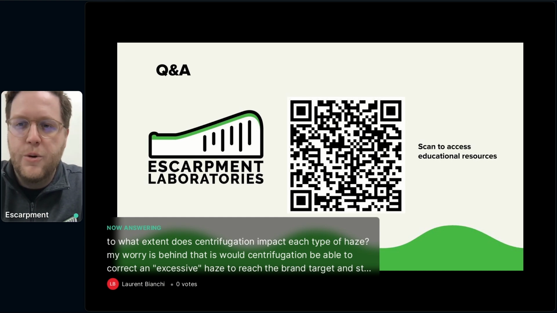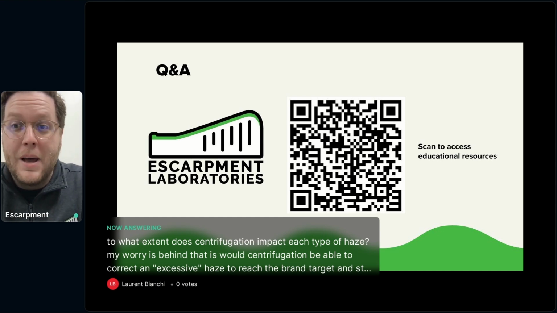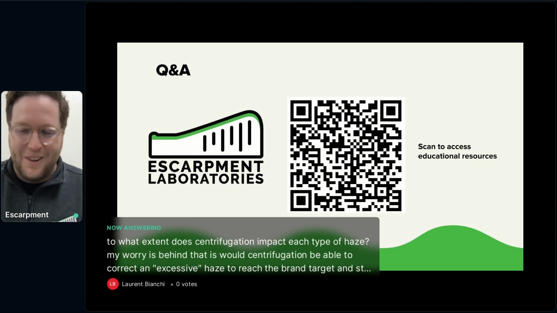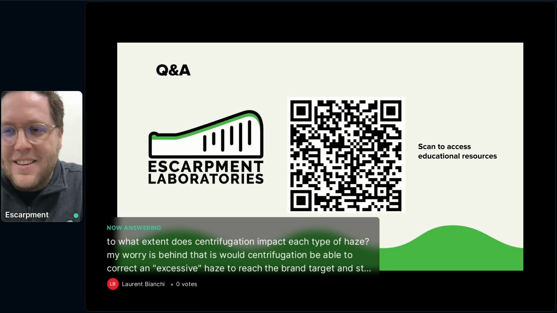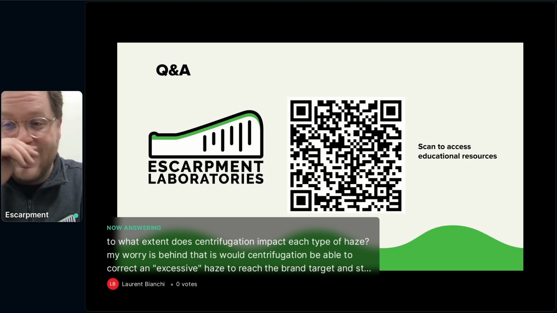I have a question from Laurent. To what extent does centrifugation impact each type of haze? My worry is that behind that, would centrifugation be able to correct an excessive haze to reach the brand target and still have a stable haze?